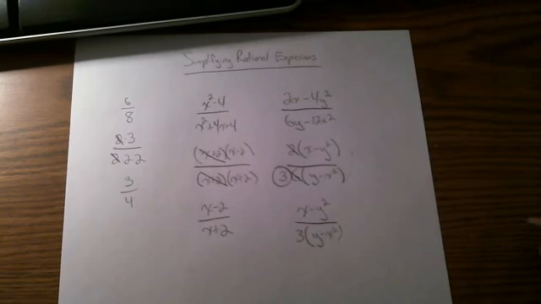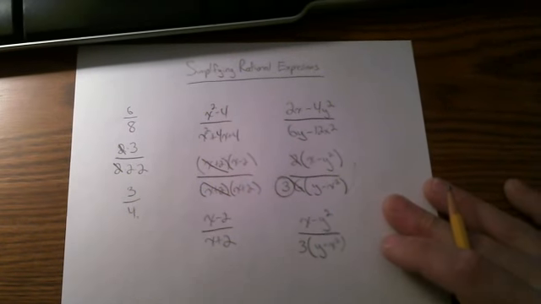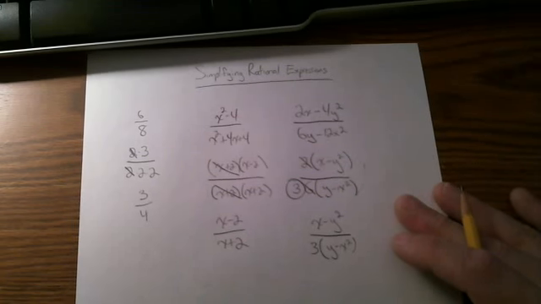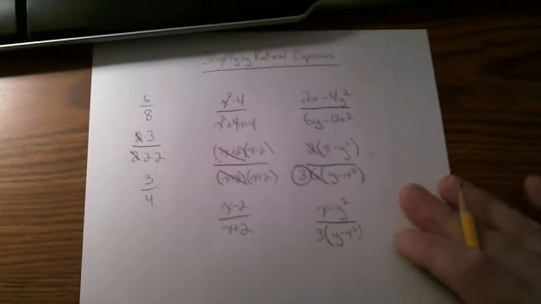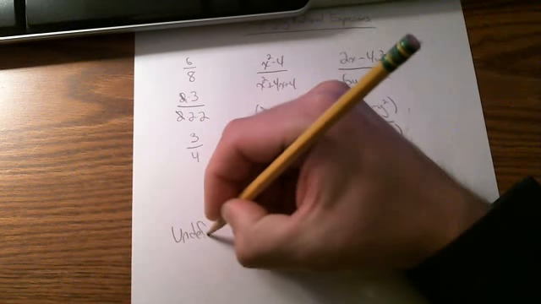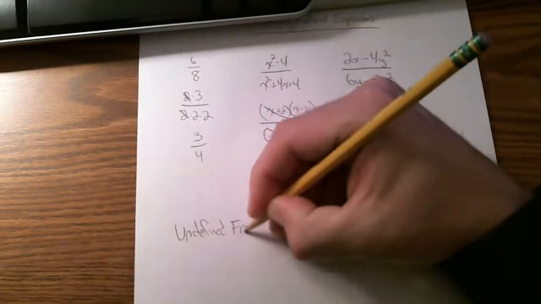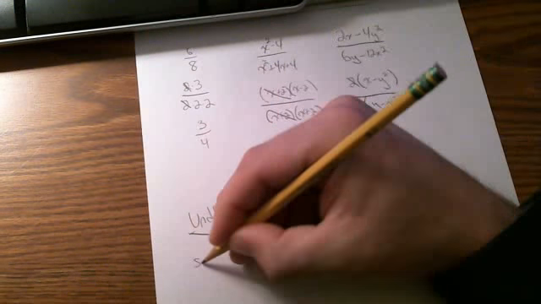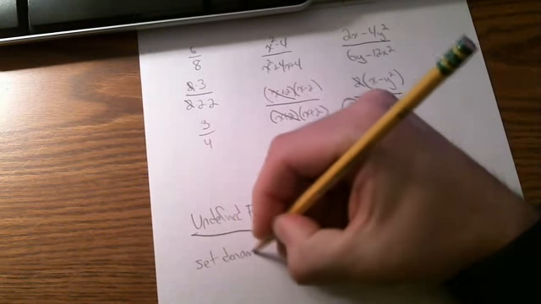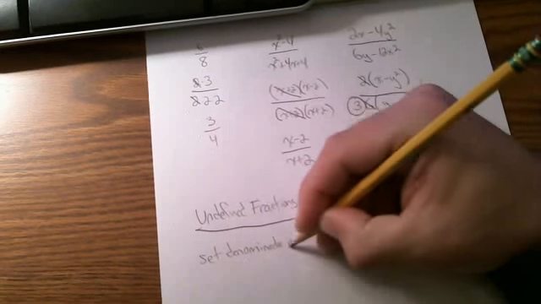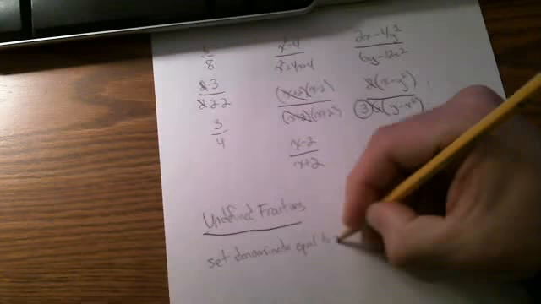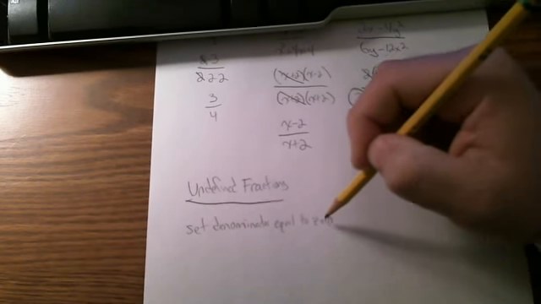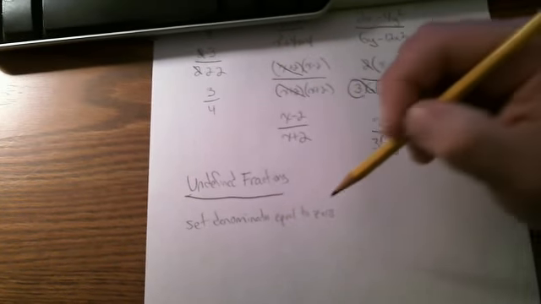So that's how you simplify rational expressions. Rational expressions can also be undefined at certain points. A fraction is undefined when you have 0 in the denominator. So just set your denominator equal to 0. After you set your denominator equal to 0, that's what x cannot be, or that's what y cannot be.